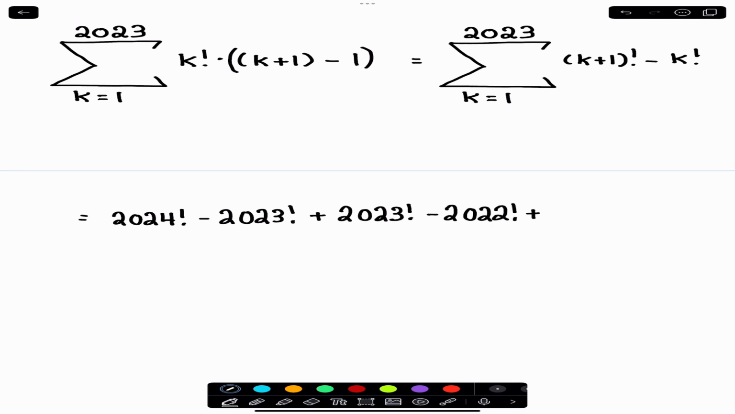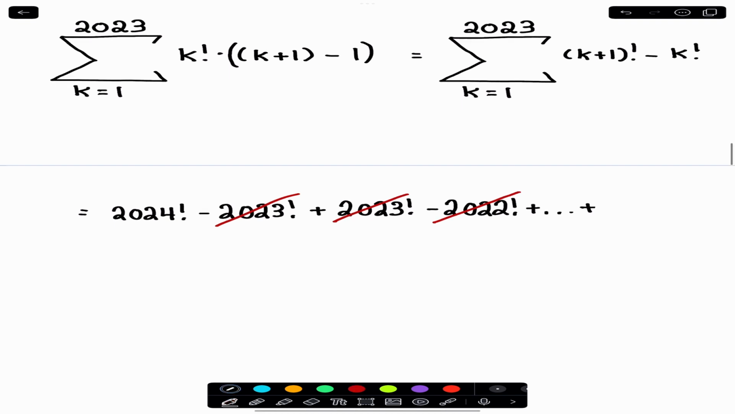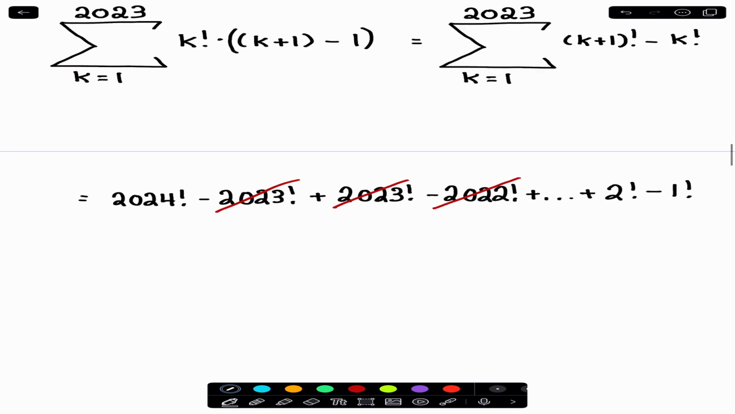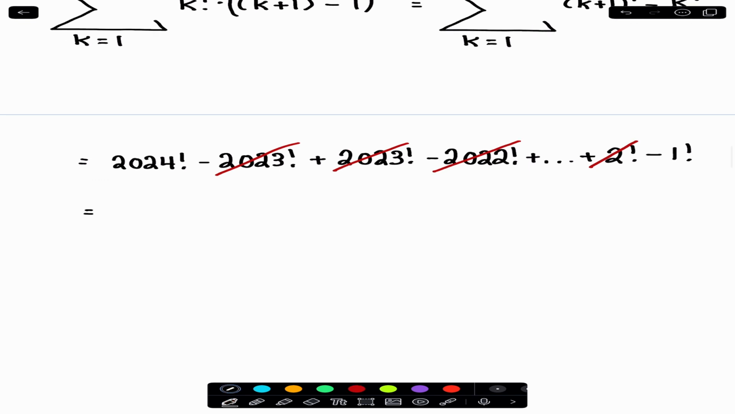We are summing this up, and I think you can see already we got what we're looking for. This negative 2022 factorial will cancel with a positive 2022 factorial. And then we are going all the way down to, well, we started at k equals 1. So we have a 2 factorial minus 1 factorial. And we know the term before this looked like 3 factorial minus 2 factorial. So we know this can go away. And there we have it. So this is our final answer.